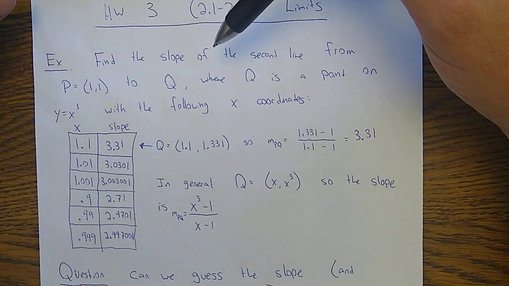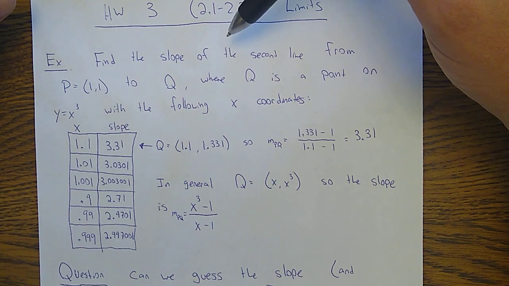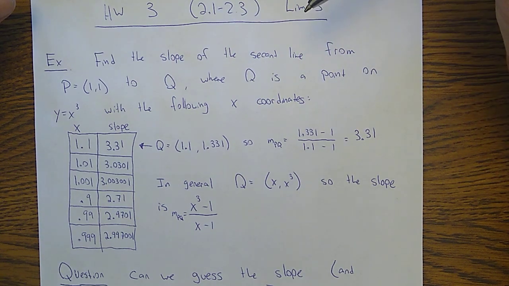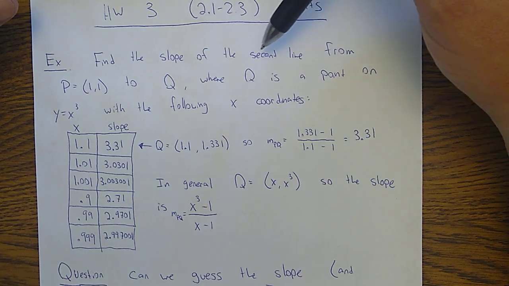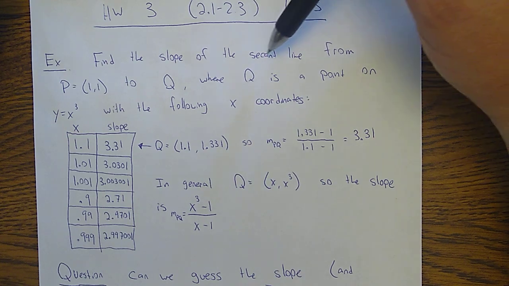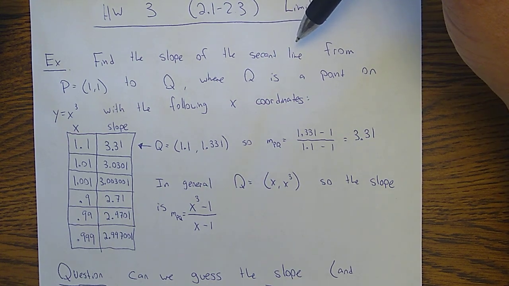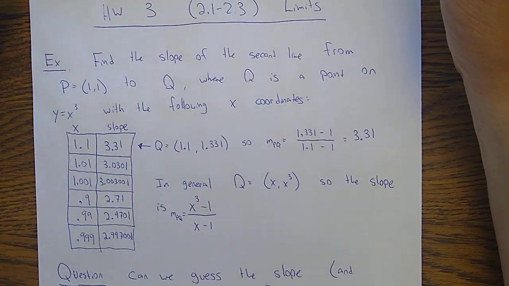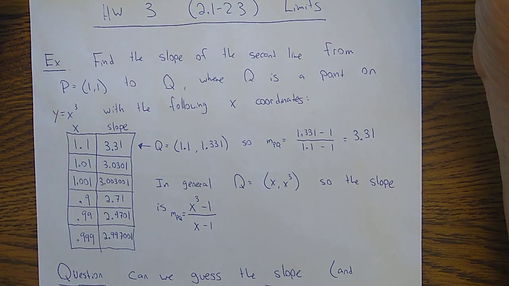So first, we see some problems about secant lines and slopes. There's nothing really special about a secant line. It's just a line between 2 points. Typically, we call it a secant line if it's a line between 2 points that are on another graph.